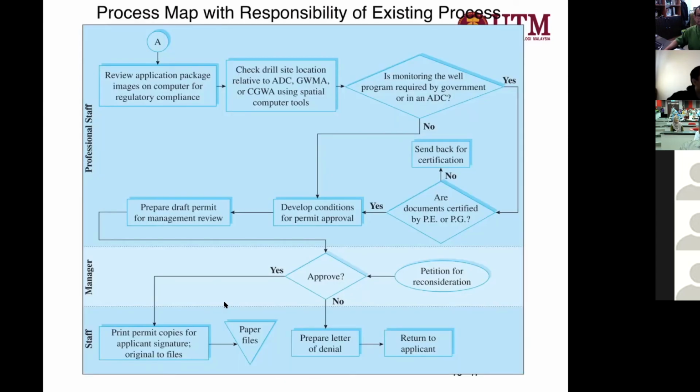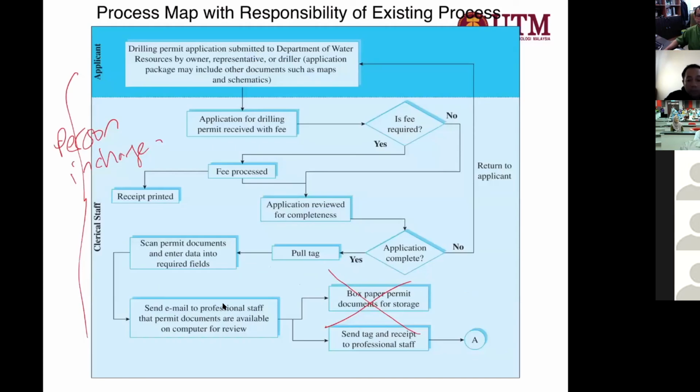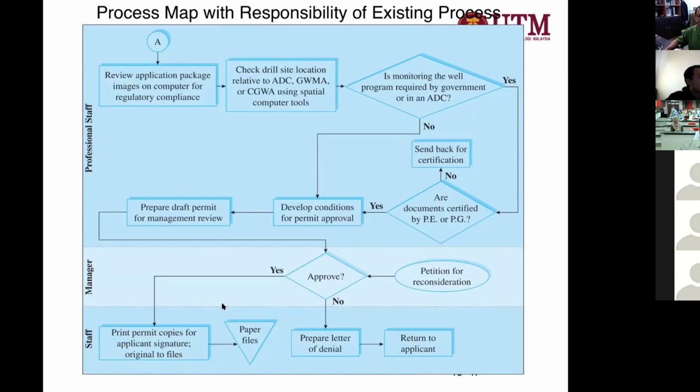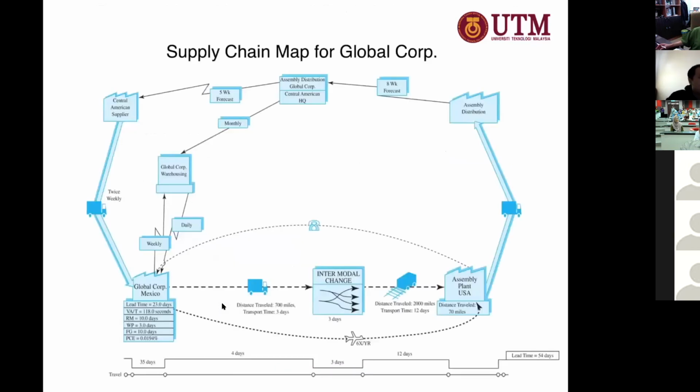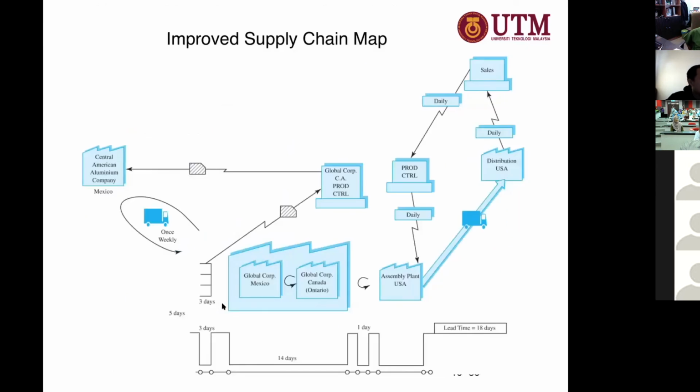So this is an example if we want to draw the process map based on person in charge. It can be drawn vertically or horizontally. It depends. And we can use this process map for the supply chain as well. So by having this, we know where our problem is, because we can demonstrate this on a piece of paper or on the computer screen. This is for supply chain.